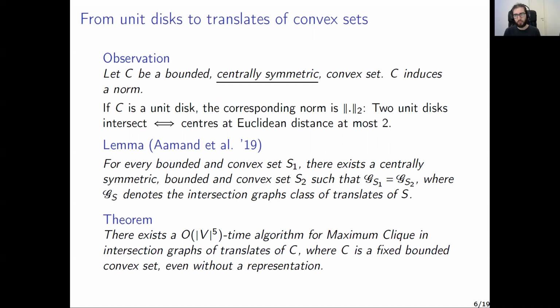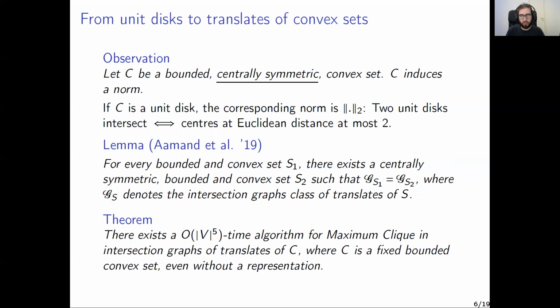And then we know that we can find a centrally symmetric bounded convex set, C prime, such that the intersection graph class of C is equal to the intersection graph class of C prime. So it allows us to work with a set that is bounded, convex, and also centrally symmetric. And from then, the idea is to follow the proof of Clark et al. and of Vagavan and Schminrad, but now we are not working with a Euclidean distance anymore, but with a distance that is given by any norm actually.